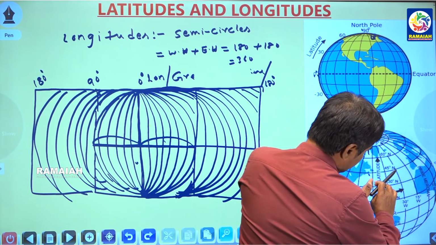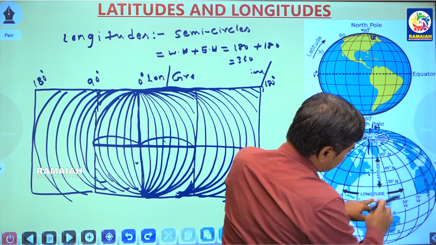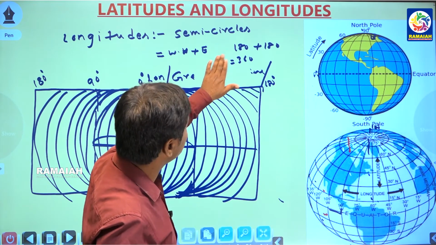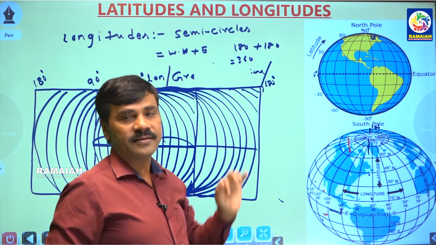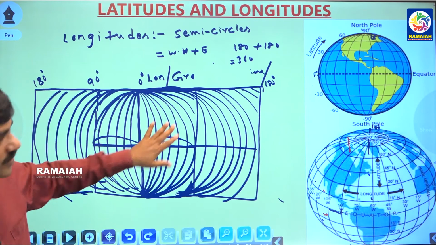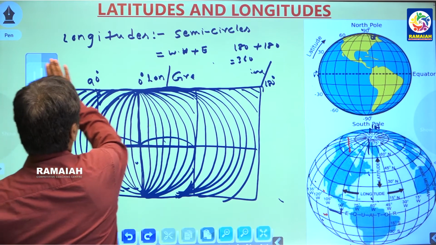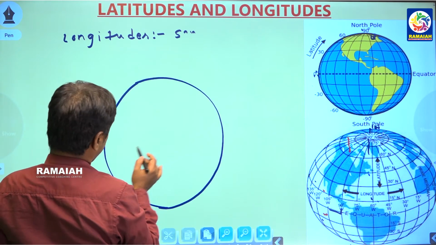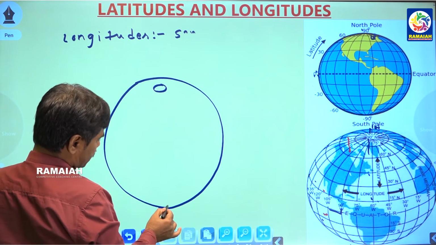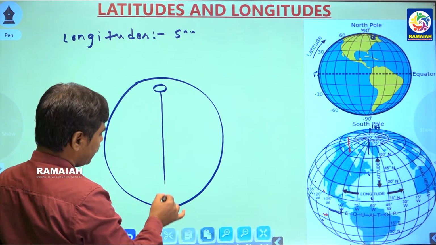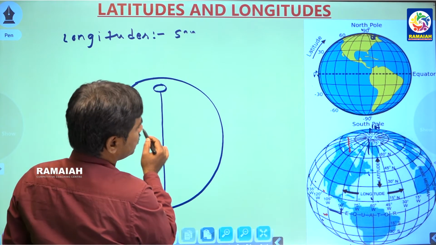So this, including the 0 Greenwich line, this 180 plus this side 180, the total number of longitudes is 360. Now I can explain that here. Just like that, this is the North Pole, this is the South Pole. Now you can see here this Greenwich line like this.